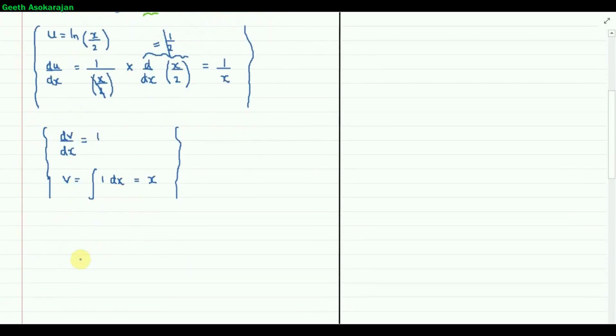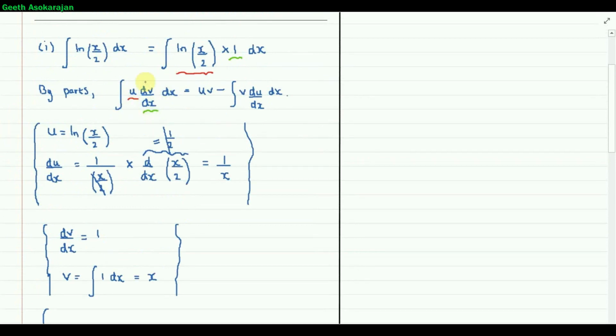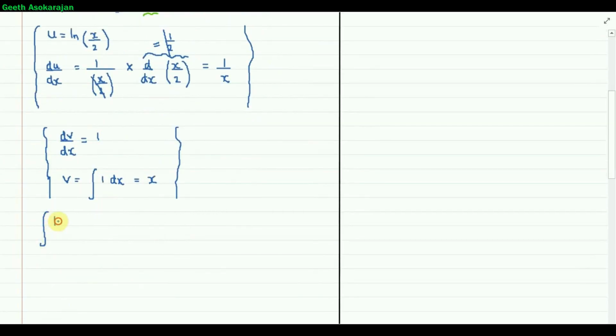So let's go one stage further. Generally speaking, when you replace the data for u and dv/dx, it should correspond to the question. So let's have a look. u is ln(x/2). dv/dx we've chosen to be 1. If you multiply the two, you do indeed get our question. So on the left you have the integral of ln(x/2) with respect to x.